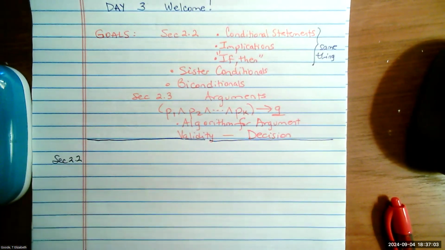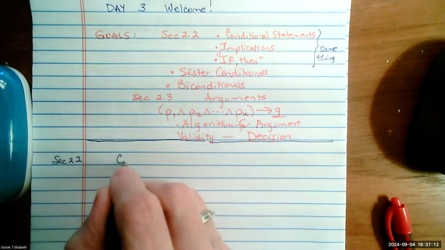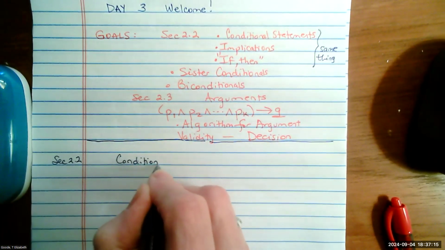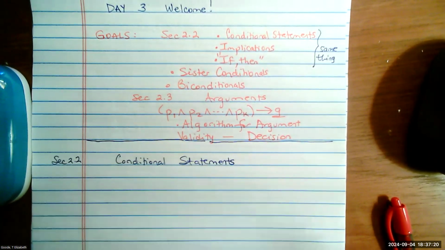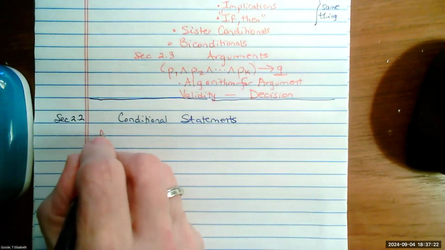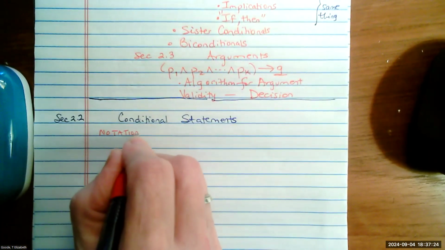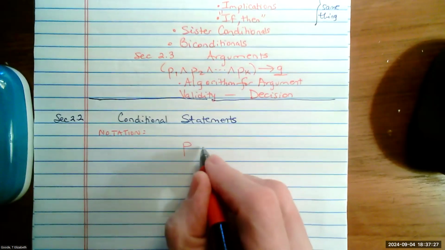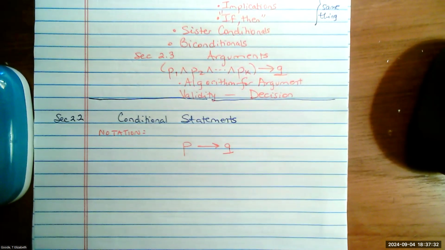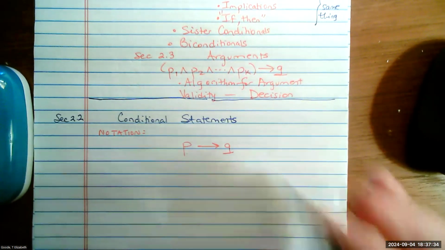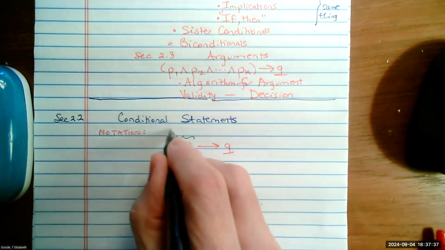So section 2.2, conditional statements. Let's take a look at what I mean when I say a conditional statement. The notation goes like this. We have a P and then an arrow toward Q. P and Q represent any kind of statements. We call P the hypothesis, and Q is called the conclusion.